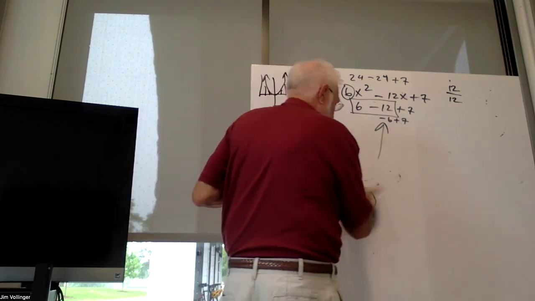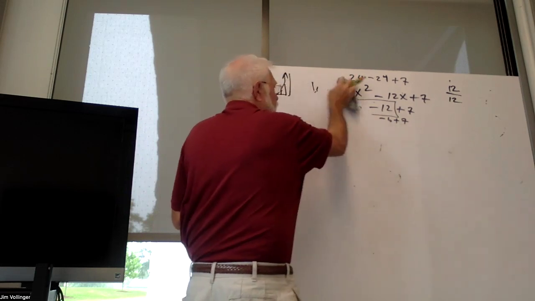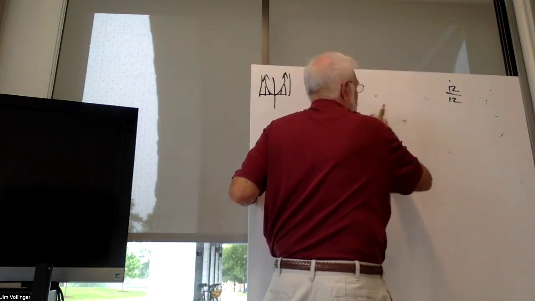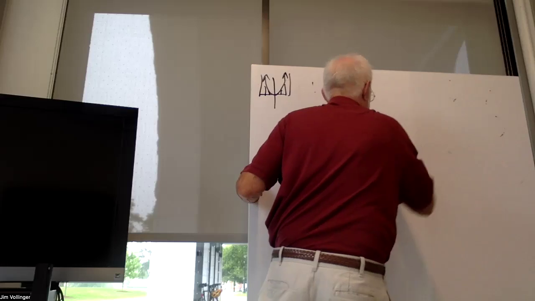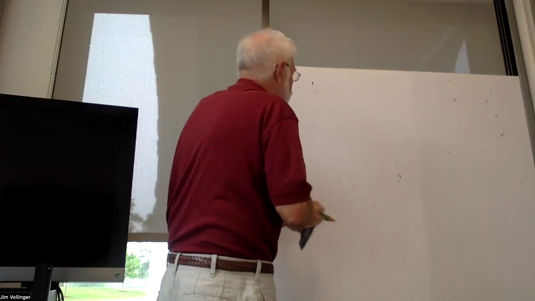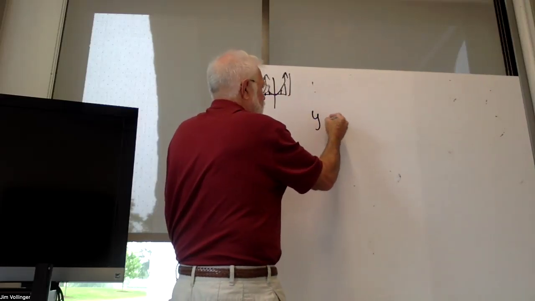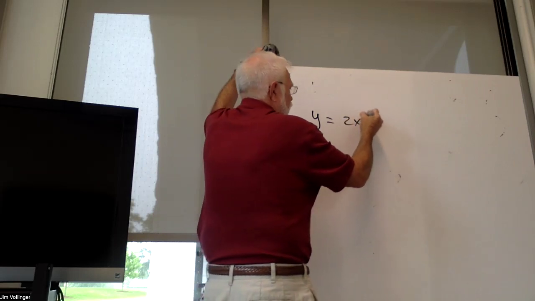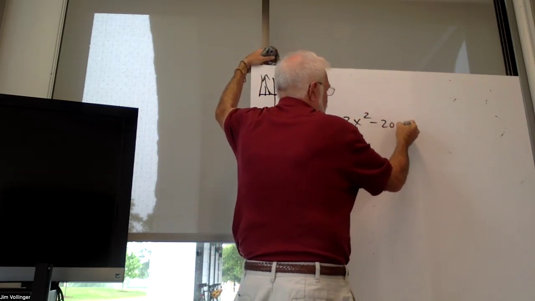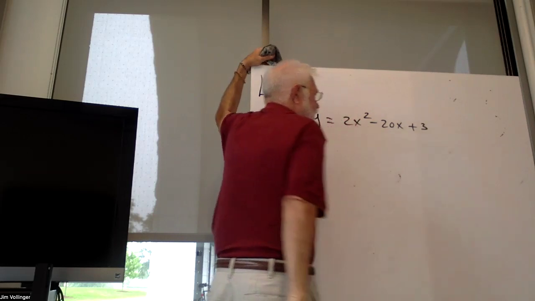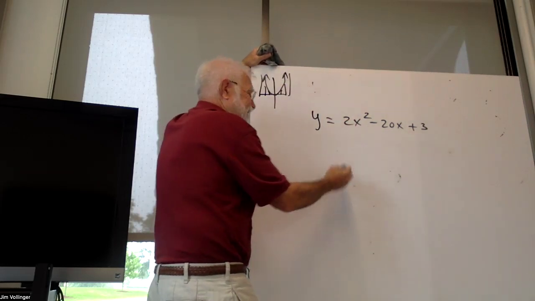I'll take another couple of problems that are maybe a little easier to work with. And I'll also get the roots for you, just for the heck of it, but those roots are imaginary. So let's look at 2x^2 minus 20x plus 3. So again, positive.